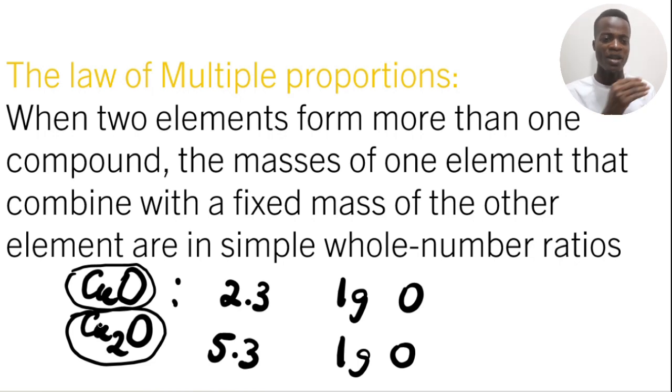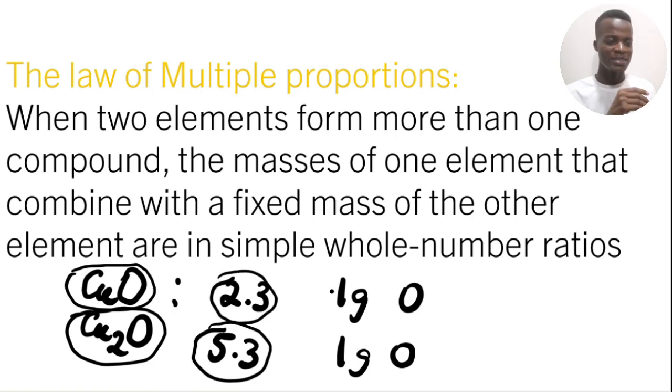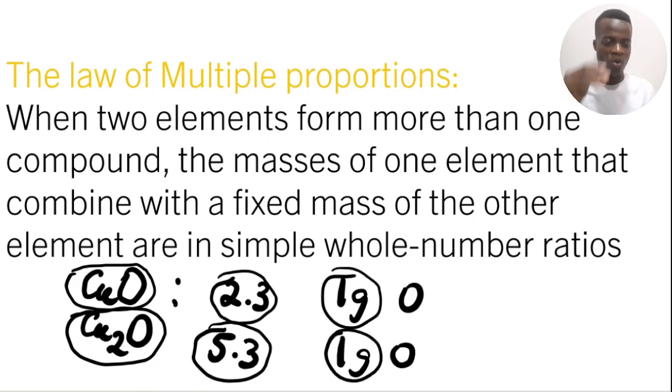Now, the masses of one element that combine with a fixed mass of the other. So I'm varying the copper, CuO, that is combined with a fixed mass of the other. So we are keeping 1 gram for oxygen and 1 gram for the oxygen in the second case as well. But then these masses of the one that is varying, these masses are in a simple whole number ratio.